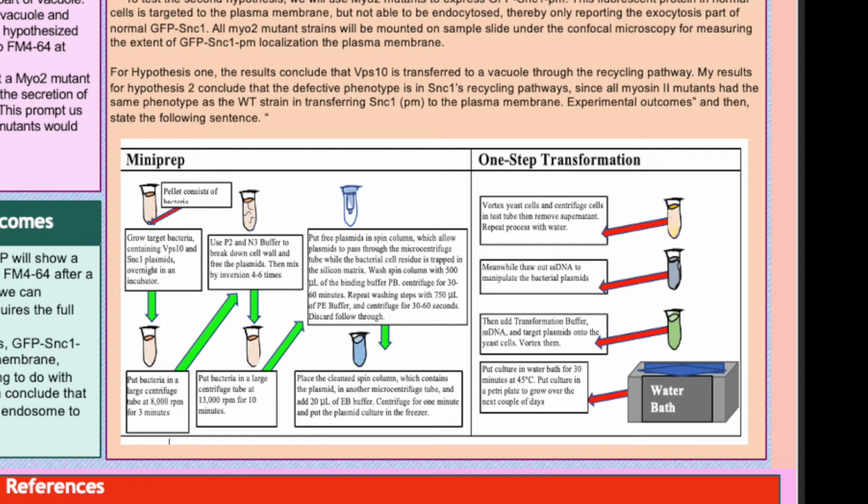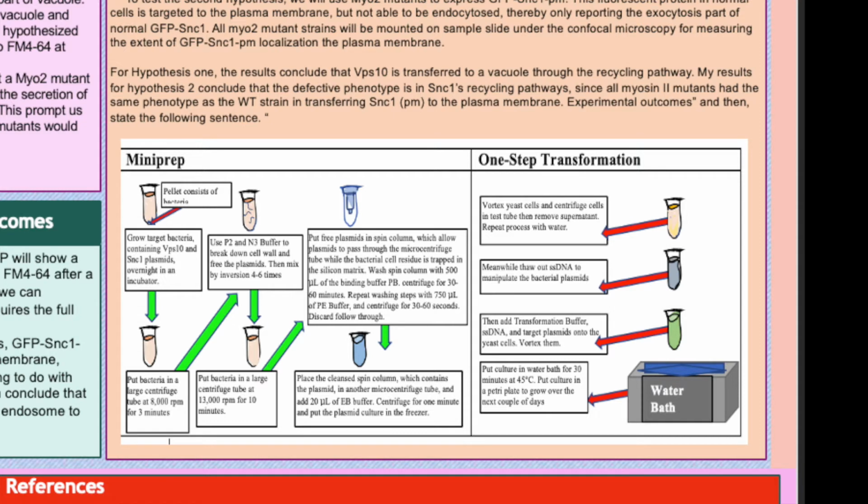For the mini prep, bacteria was grown overnight in an incubator. To obtain the plasmids, we used P2 and N3 buffer to break down the cell wall and to free the plasmid. We then used the spin column to trap the bacterial cell residue in a silica matrix in order to isolate the plasmid. The spin column was then cleansed, and then we used an EB buffer in order to create the plasmid culture, and then we put that in the freezer.